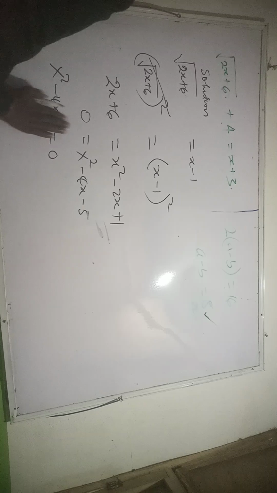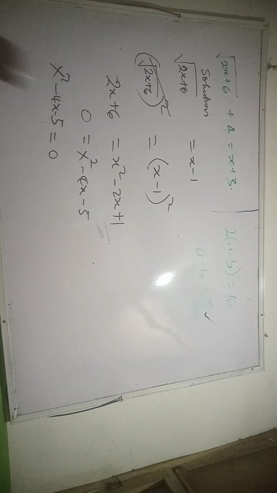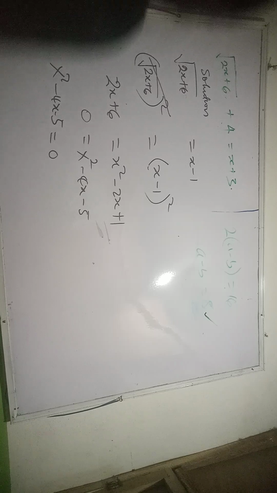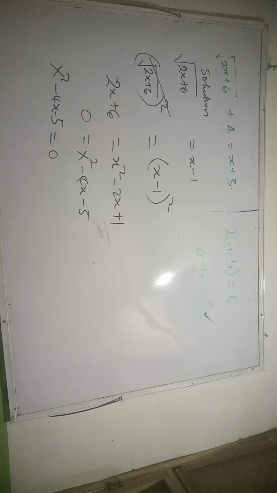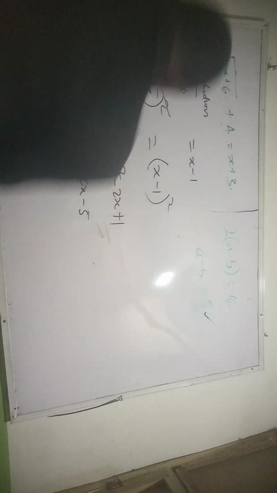So now, if we factorize this, we use the method I taught you in the other video. This multiplied by this, we have minus 5x squared. So look for the two factors of minus 5x squared that, when you add them together, give you minus 4x. And those two factors of minus 5 are just what? Minus 5x plus x, or minus 5 plus 1. So that will give you.